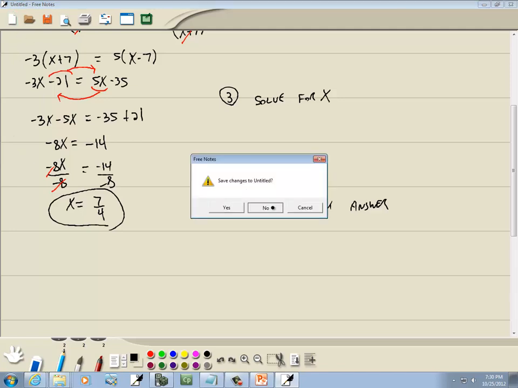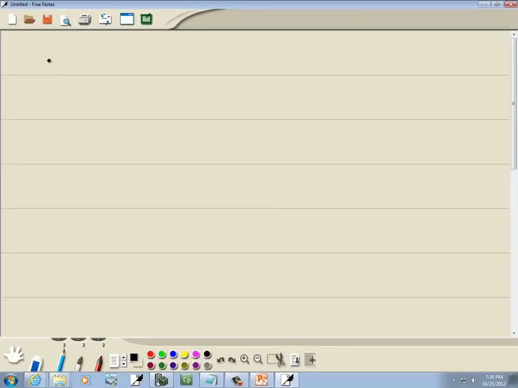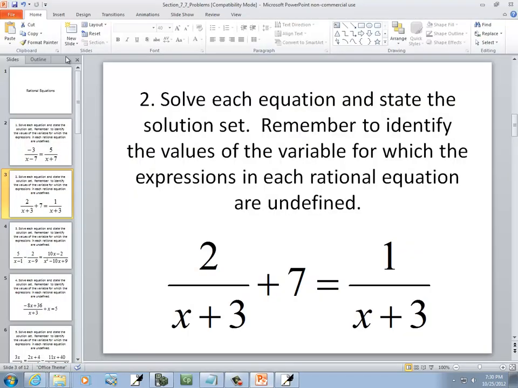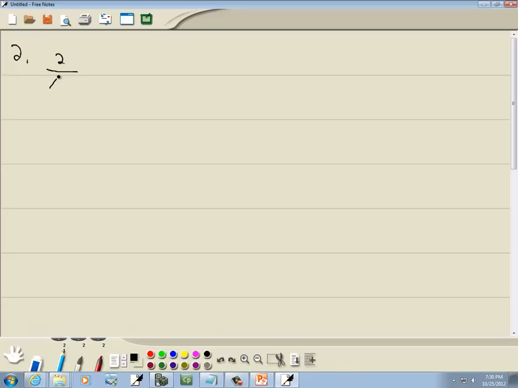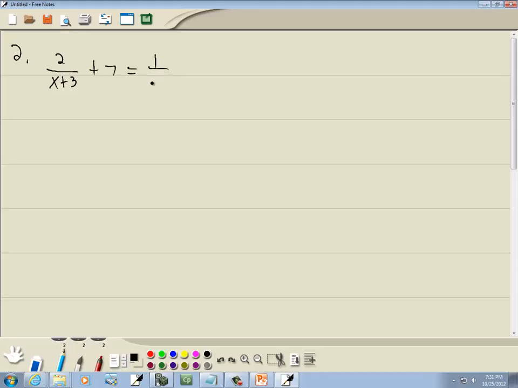Let me show another problem. This one we've got 2 over x plus 3 plus 7 equals 1 over x plus 3. Well, step 1, factor all of your denominators. There's nothing to factor here. So step 2, figure out your LCM.